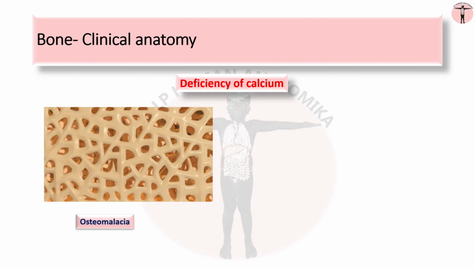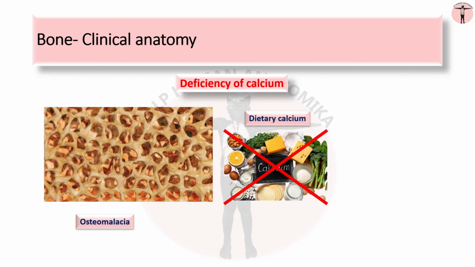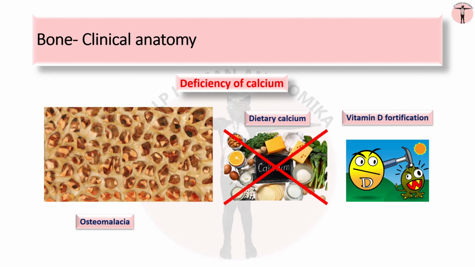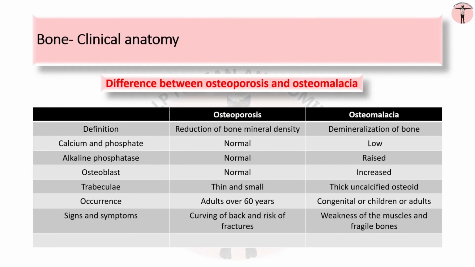Causes for deficiency of calcium can include insufficient dietary calcium, insufficient vitamin D fortification, or insufficient exposure to sunlight. The bones on X-ray examination reveal thick uncalcified osteoid. Osteomalacia literally means soft bones. Coming to the differences between osteoporosis and osteomalacia.